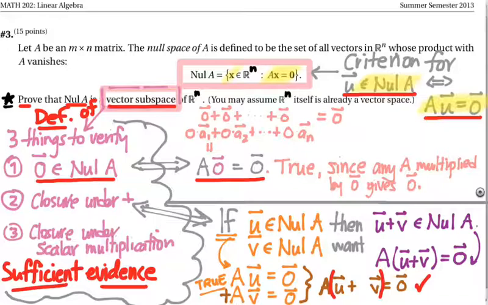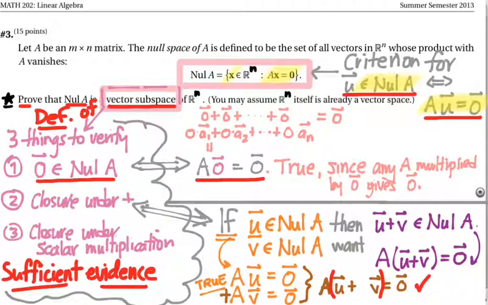So again, paying attention to the logic. The first thing we did was we chose a u and a v completely arbitrarily. In other words, we never said that u is a specific vector or another. We only said that u has to belong to this set, the null space of A. And likewise for v. v has to belong to the null space of A. And then we needed to prove that then their sum must belong to the null space of A.